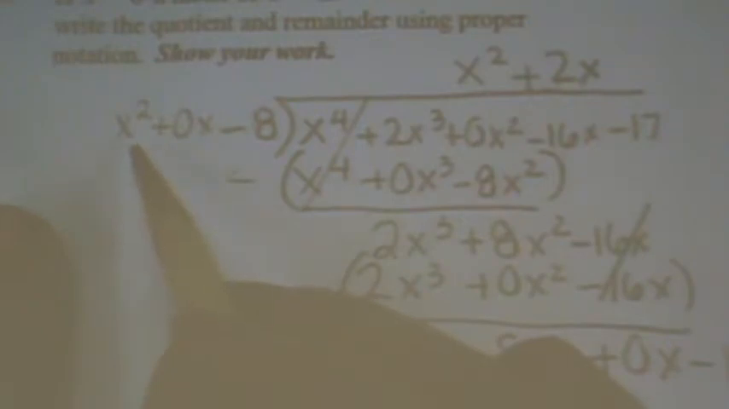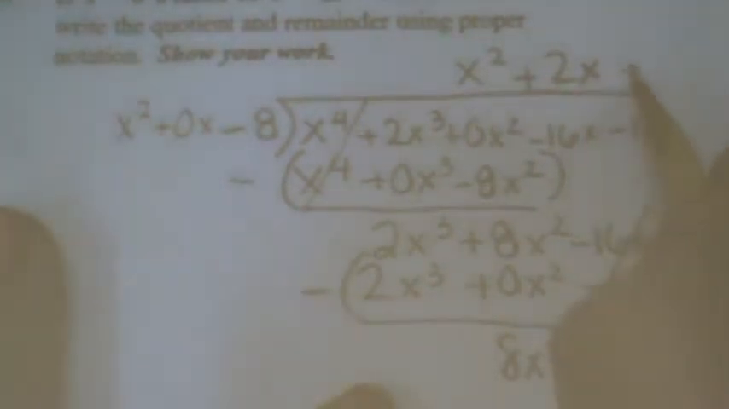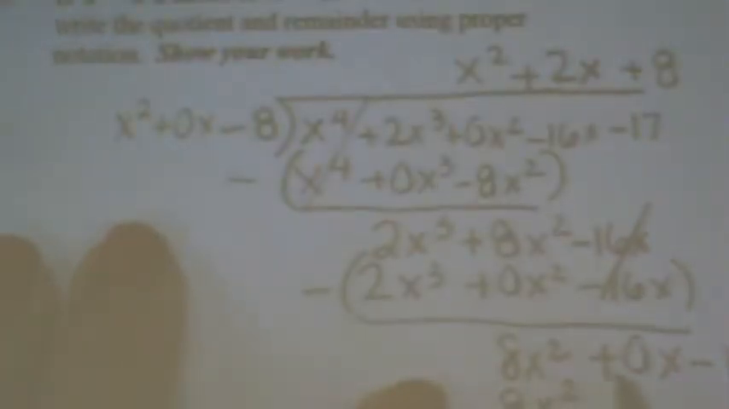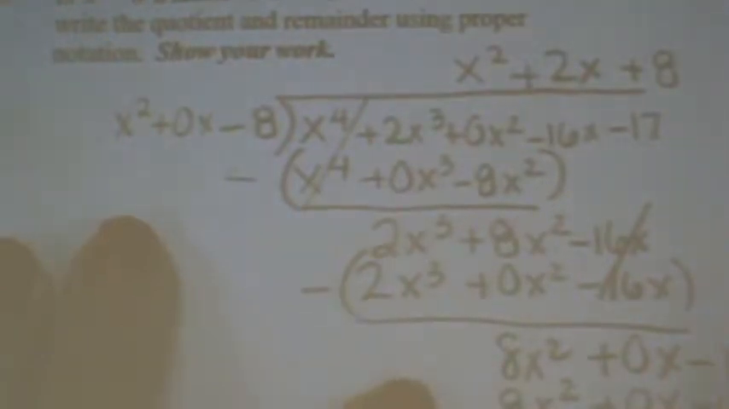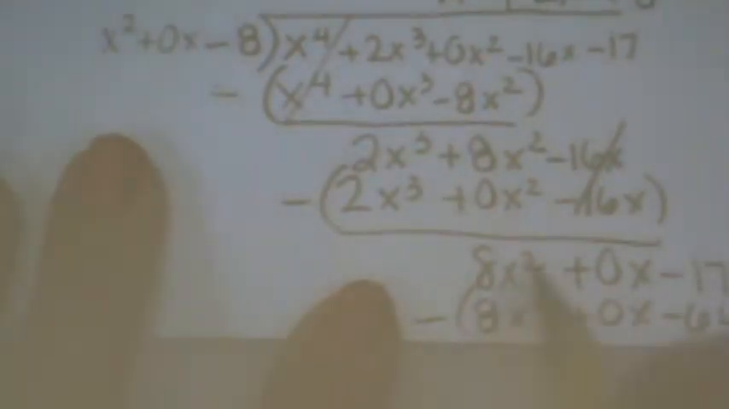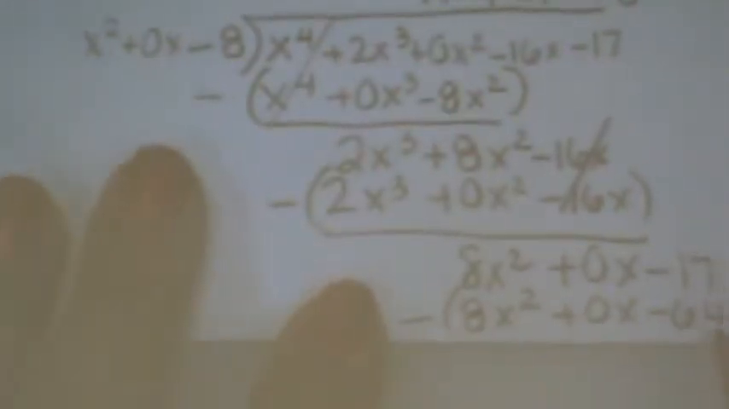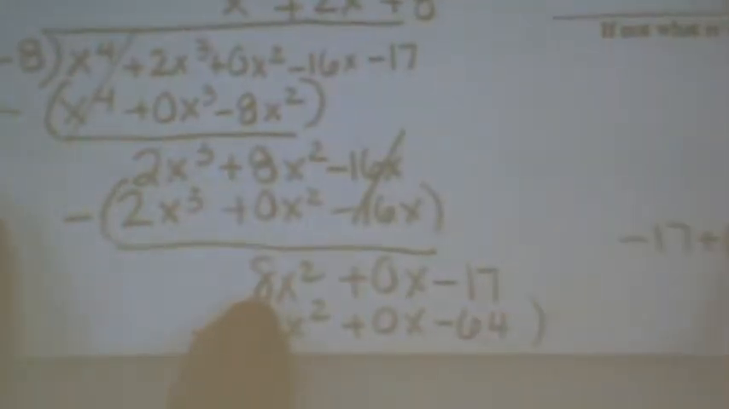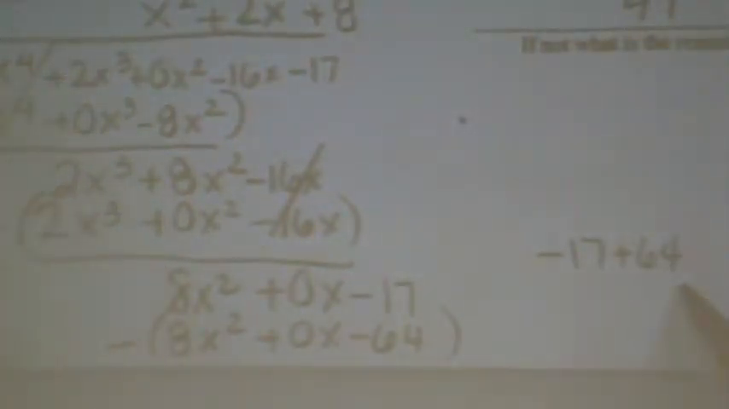Now what do you need to multiply x squared by to get 8x squared? You need an 8. 8 times x squared is 8x squared, and then we have 0x, and we have minus 64. So now when you subtract these, they cancel. This is going to turn into a positive 64. So negative 16 plus 64 is 47. So 47 is your remainder. So no, it does not go into it evenly. We had a remainder of 47.